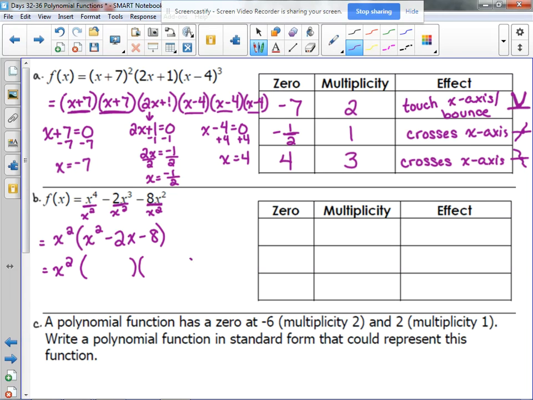Two sets of parentheses. x times x gives us x squared. Now, this one's pretty easy because we're just dealing with 8 and 2. But we go to the very end. And the question is, what two numbers multiply to give us negative 8 and add to give us negative 2? One of those numbers is negative. How do I know that? The 8 is negative. So one's going to be positive, one's going to be negative. So 4 and 2, negative 4 plus 2.